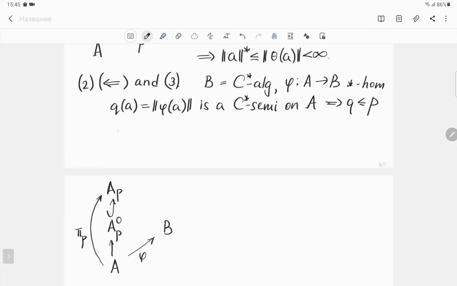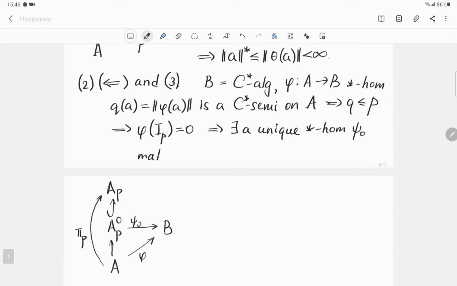In particular, this inequality implies that phi vanishes on I_P. I_P is the ideal where P vanishes. So if P vanishes on some element, then Q vanishes, or equivalently phi vanishes on the same element. And so we can factorize phi through the quotient. So there is a unique star homomorphism phi_0, making this diagram commute.